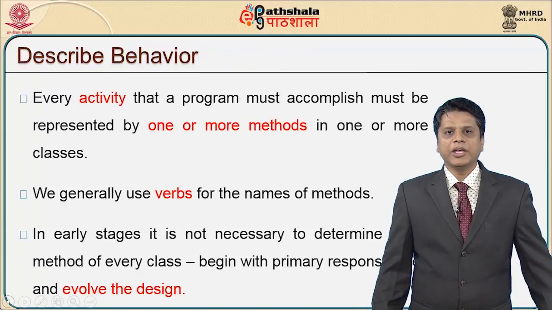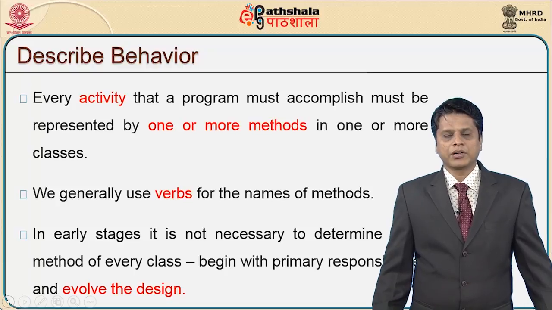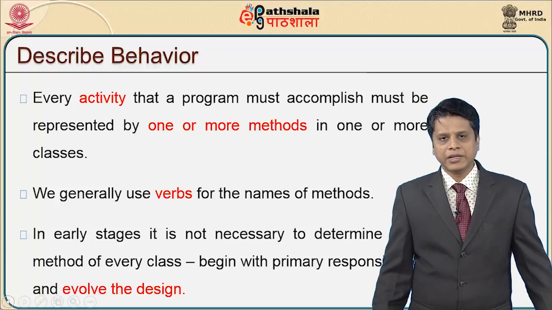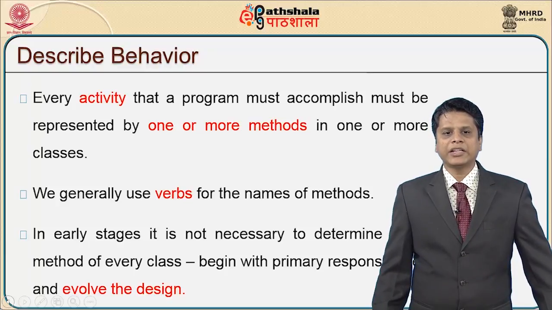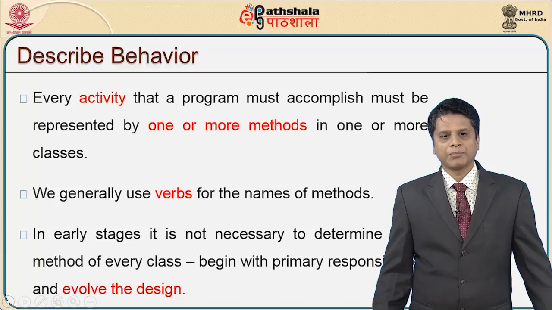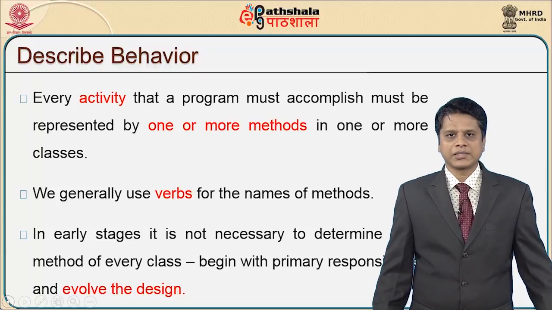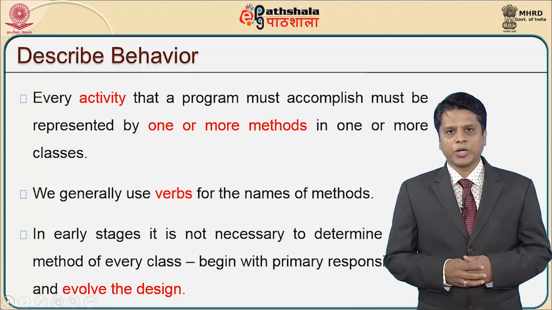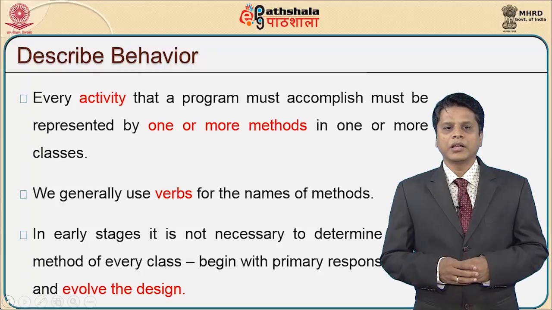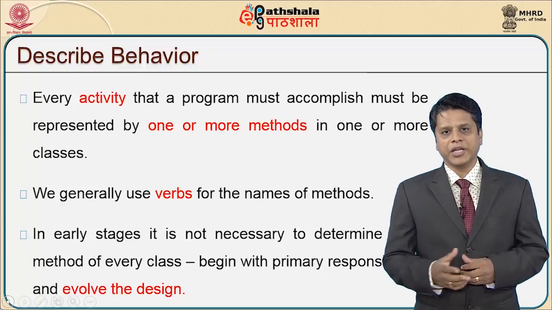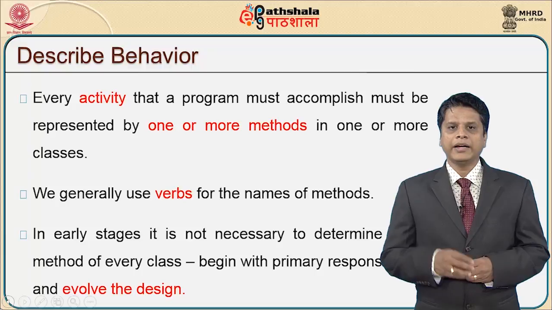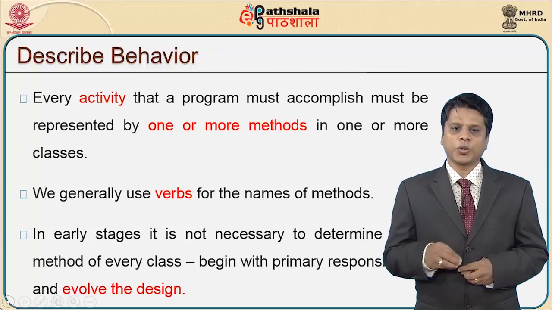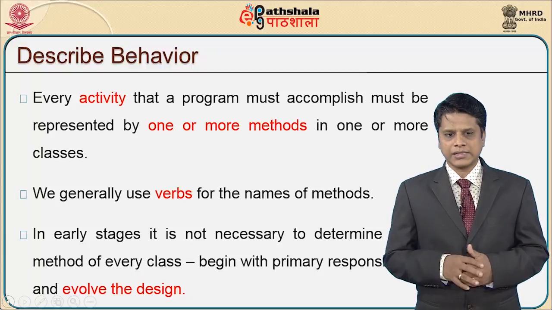The next activity is creating behavior. We may have to describe behavior for each and every activity that has been listed. Every activity that a program must accomplish must be represented by one or more methods in one or more classes. So every activity that I am trying to highlight in a particular problem needs to be clearly defined in terms of behavior, and should be represented as one or more methods in one or more classes.